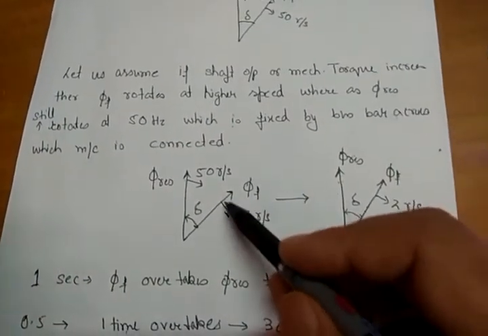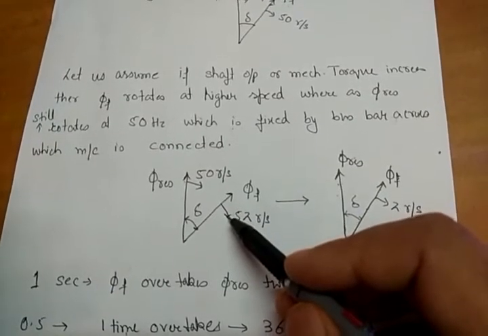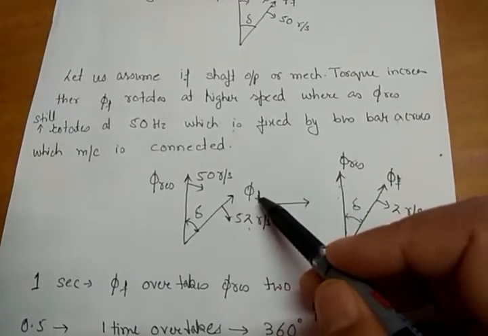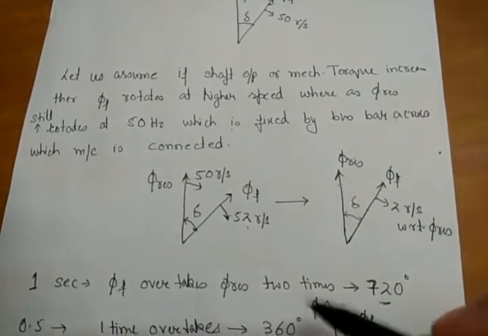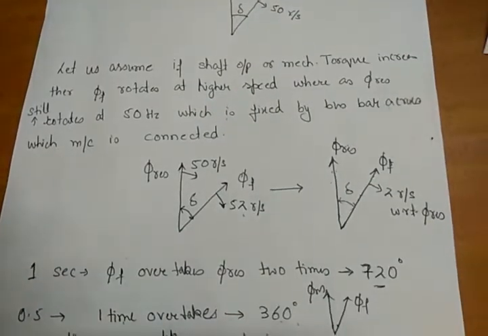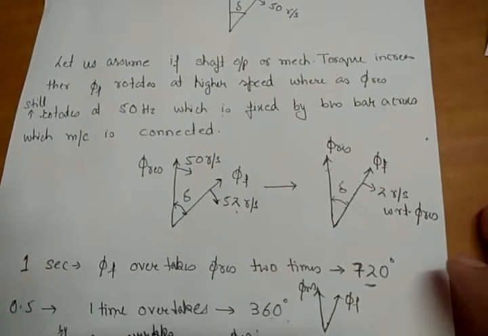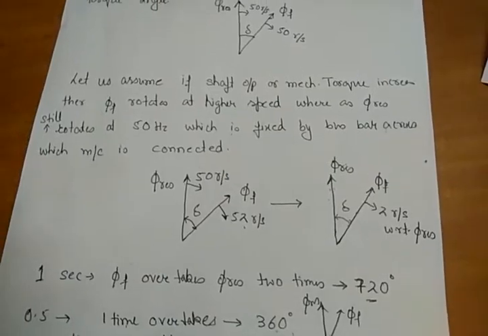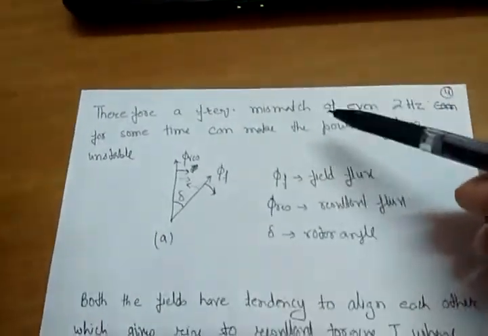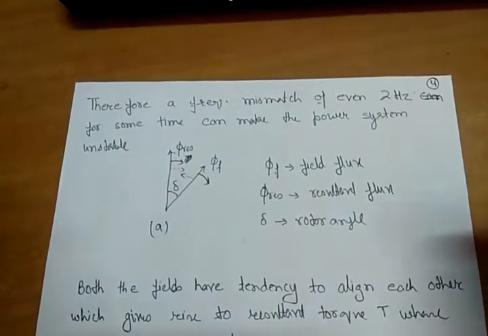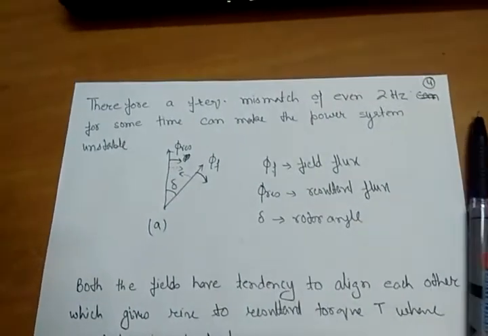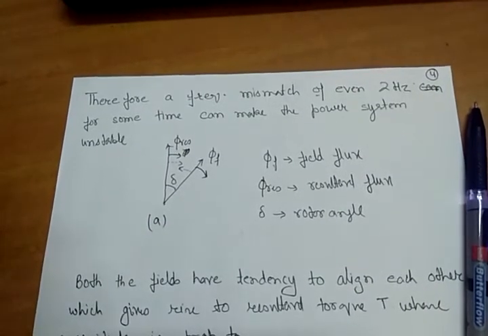But if within that stipulated time, which is called the critical clearing time, you are not able to bring phi f back to 50, then the system will become unstable, because you can see even 2 hertz of frequency mismatch, the delta is continuously increasing, and so our system will become unstable. Okay, so it is written here, therefore a frequency mismatch of even 2 hertz for some time can make the power system unstable and the system may lose synchronism.